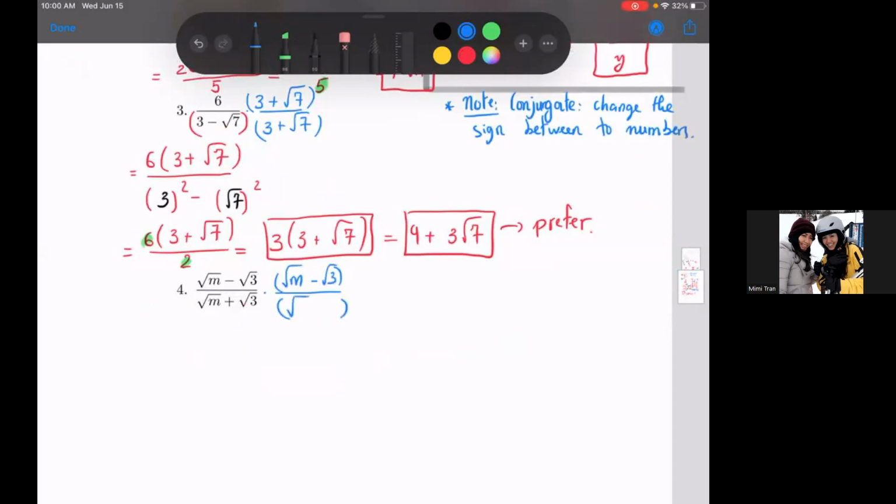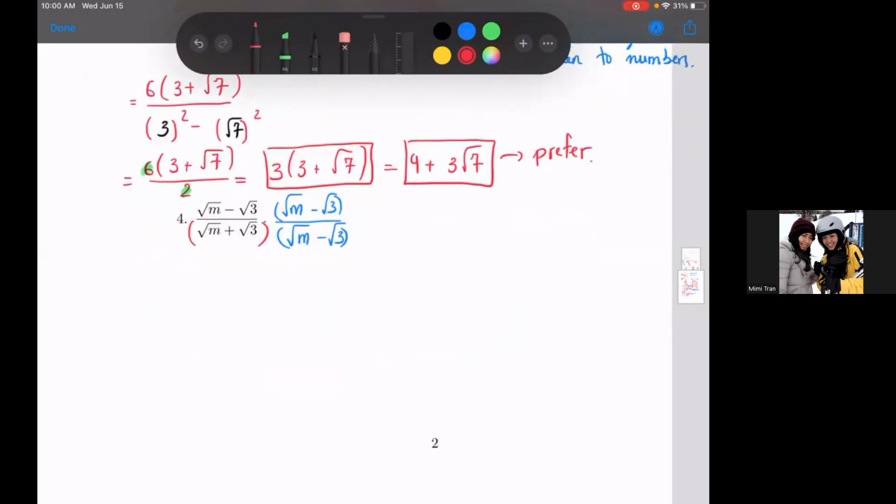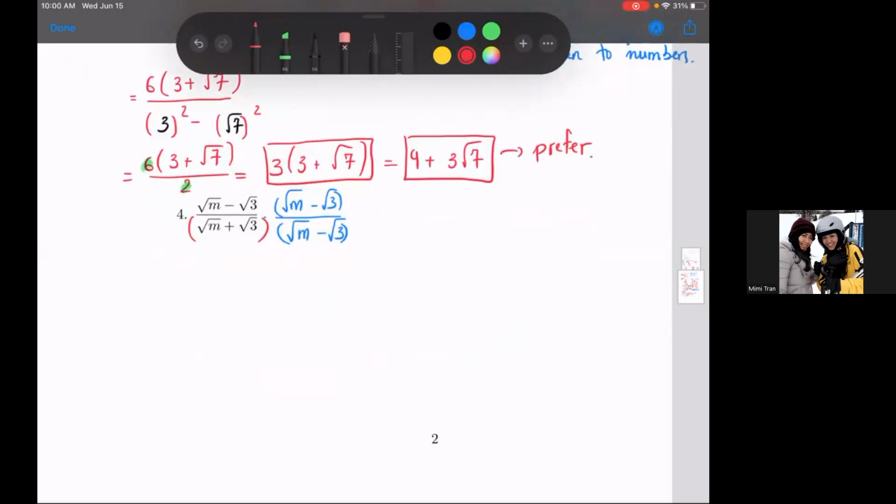Again, always the conjugate of the bottom. Okay, don't mess it up. Some people forget and they do the conjugate of the top. Always the bottom. Okay, all right. Now the bottom is easy. You have the opposite sign in the middle, so you do the difference of two squares.